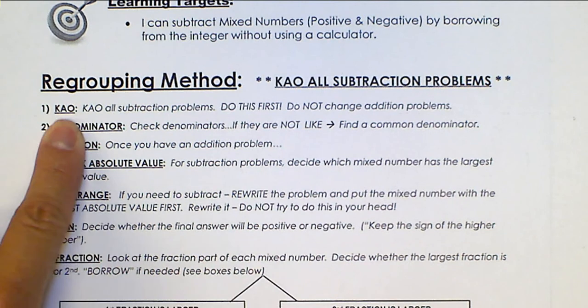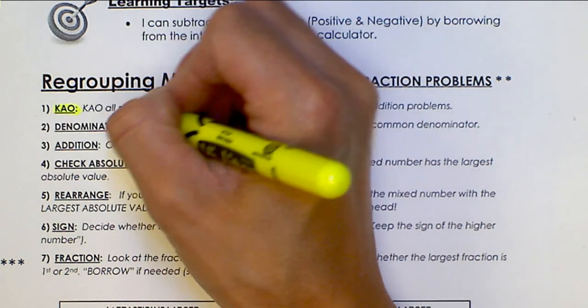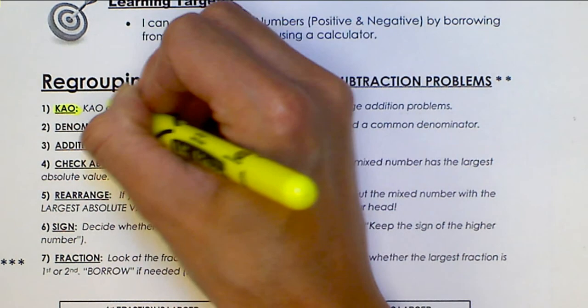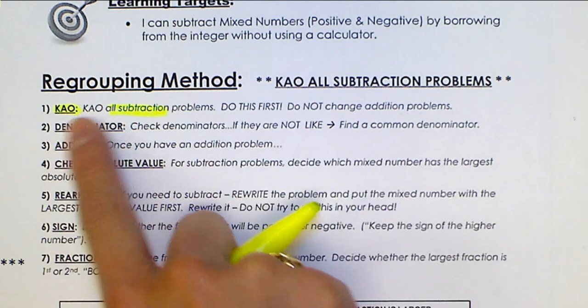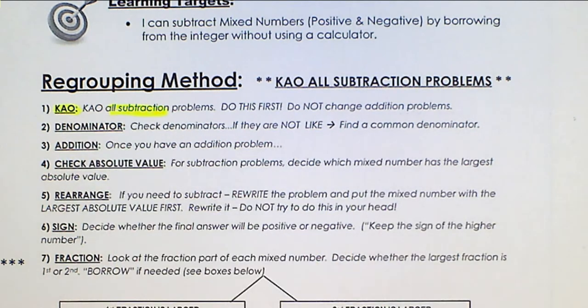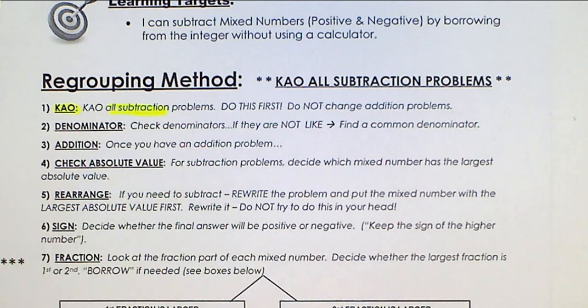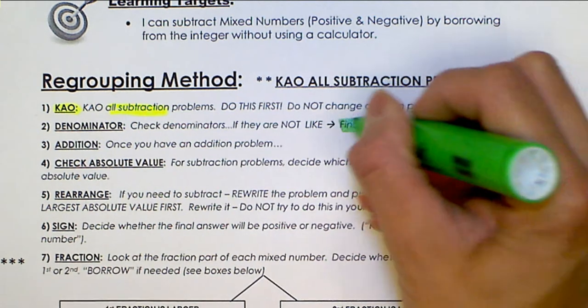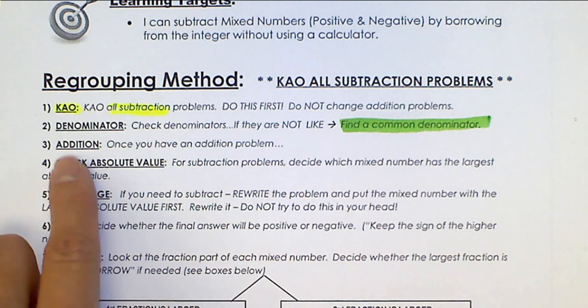So make sure that you KAO all subtraction problems. So don't do anything to addition problems. If it's a subtraction, make sure you do KAO, keep, add, opposite. We also want to make sure, because we're subtracting, that we have a common denominator. So don't forget about that. Those are key things to remember when subtracting and also adding.